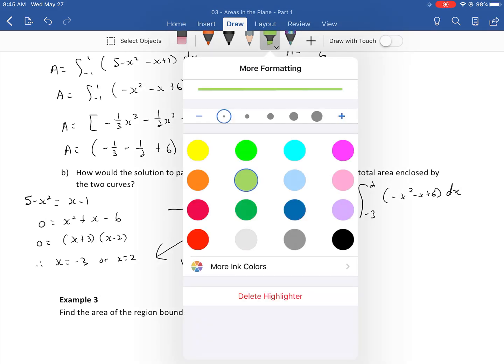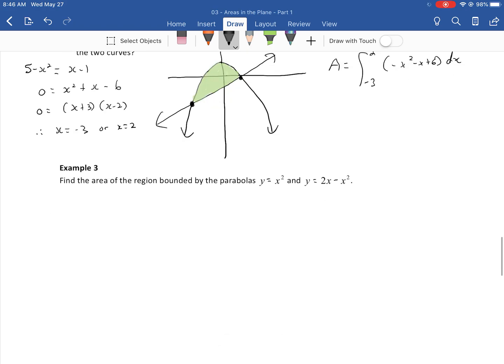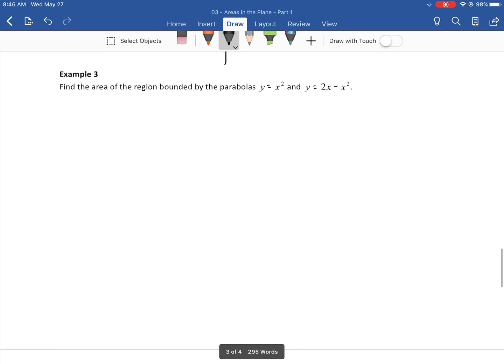And maybe I want to be a little less subtle there than I was in that previous question. There's the area you'd be after if you wanted to actually find the area in between that green spot in there. And so you need to know what the endpoints of that area are before you even start doing the limits there. So this question asks you to do the full thing.